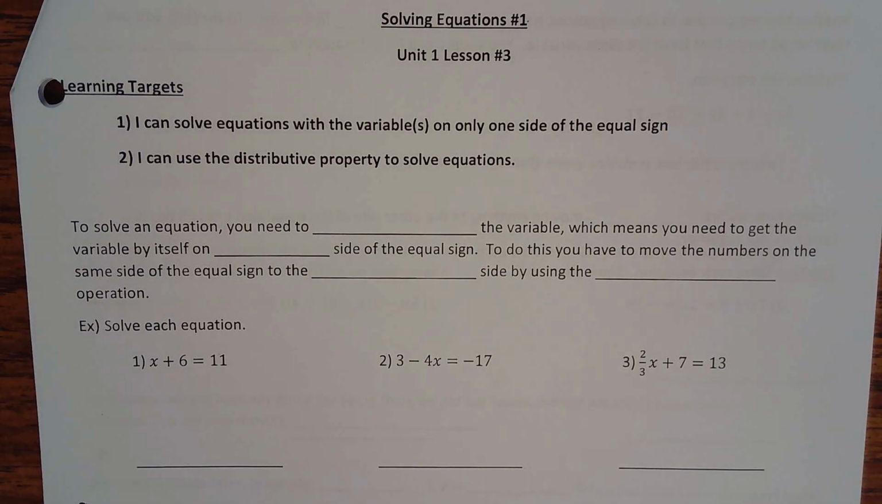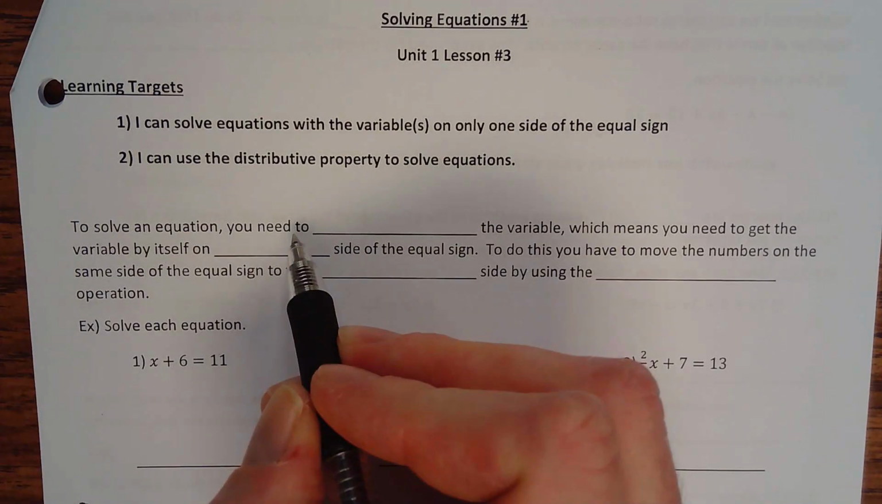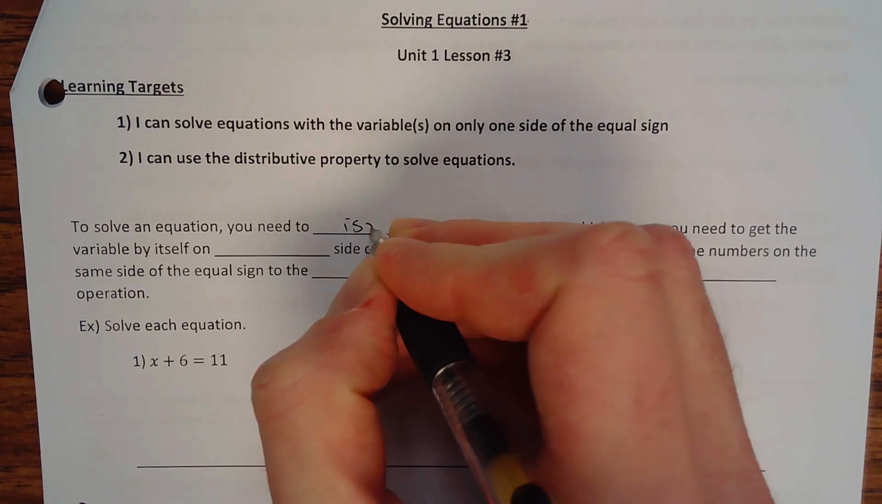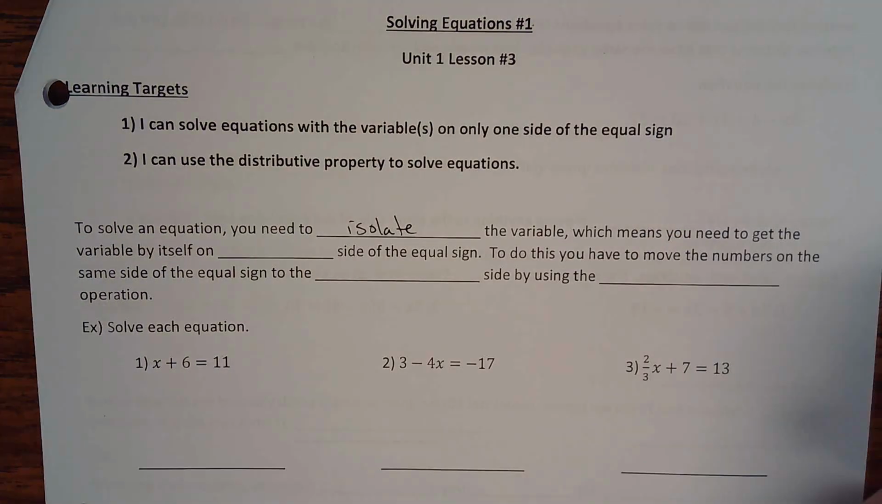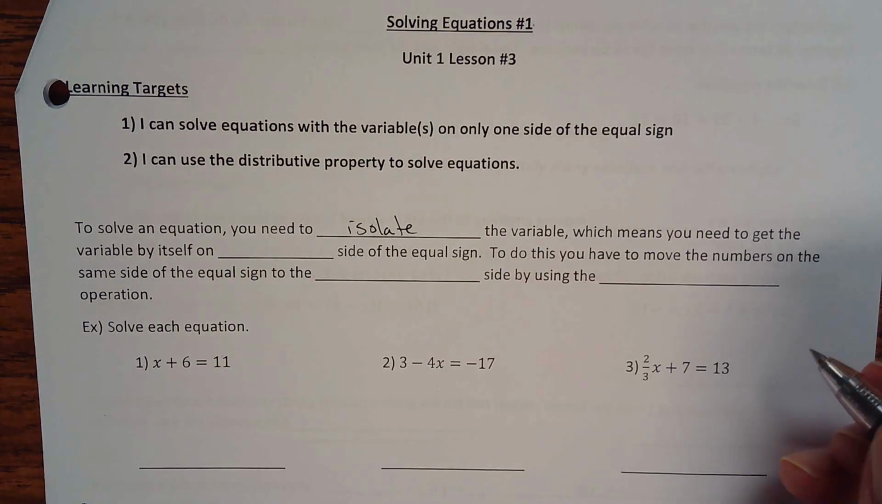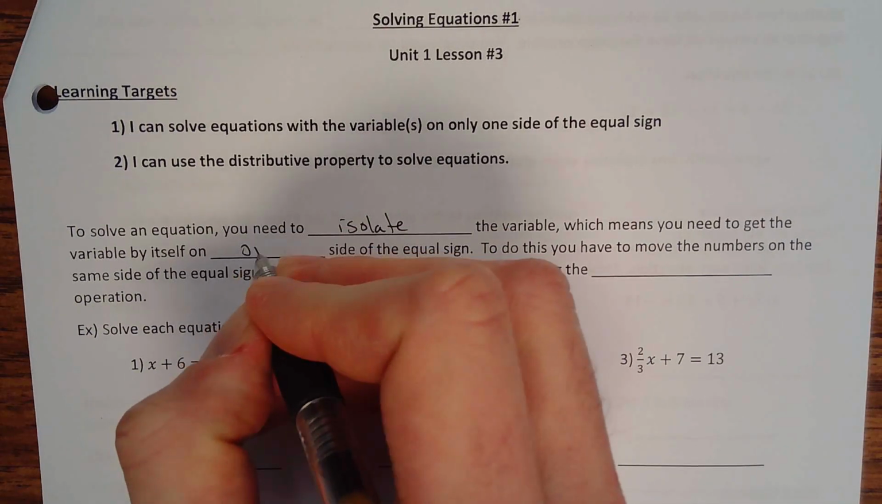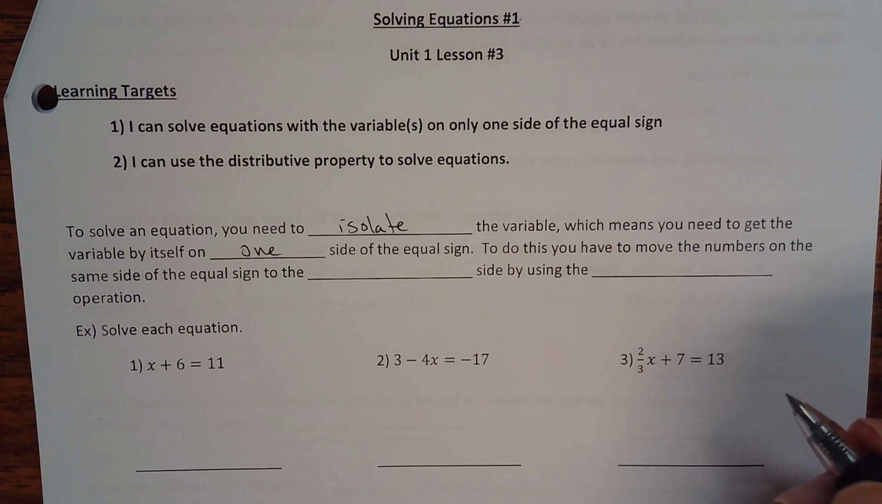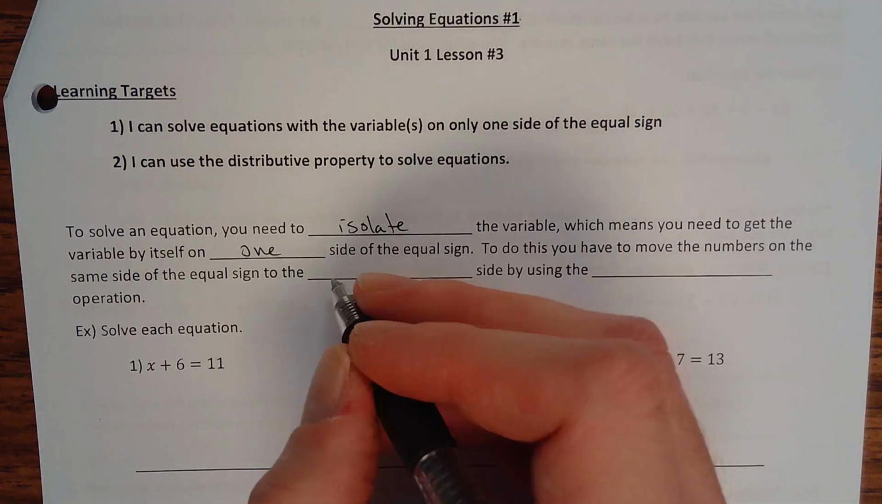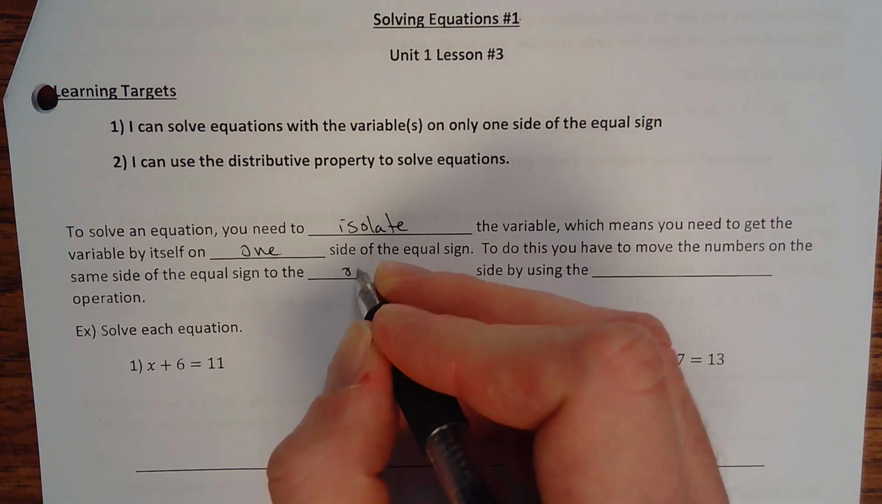So you probably remember hearing of the distributive property. We're going to go through that again. To solve an equation, we need to isolate the variable. Okay, so we need to isolate it, which means you need to get the variable by itself on one side of the equal sign. To do this, you have to move the numbers on the same side of the equal sign to the opposite side.